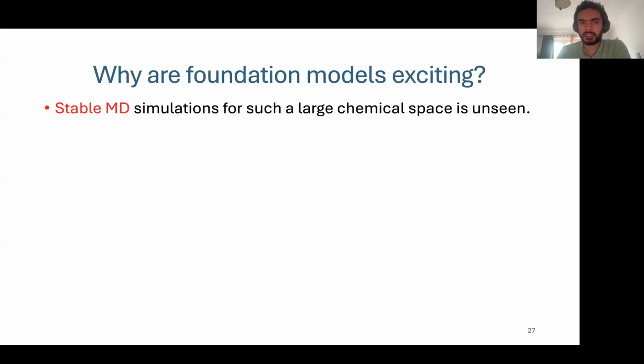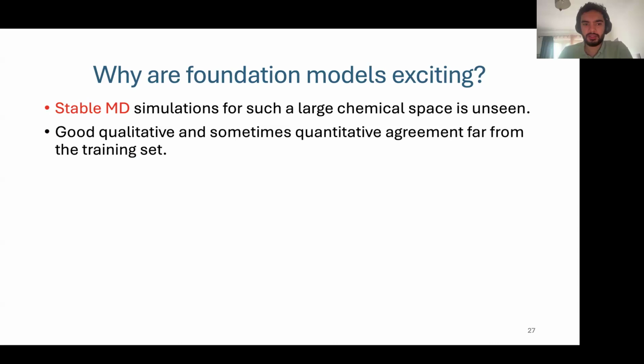So why are the foundation models exciting? First of all, they are basically doing stable MD for a very large part of the chemical space. And this is very exciting because then you can just cut off the endless loop of having a stable potential and just go right to the science. And just to give an idea, a potential that would have taken 2 or 3 years to be developed a few years ago can now be developed in a few months. So it really has sped up the field a lot.